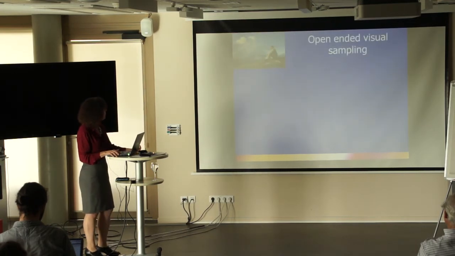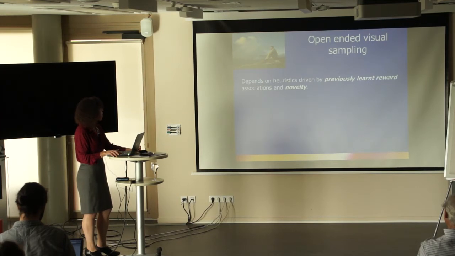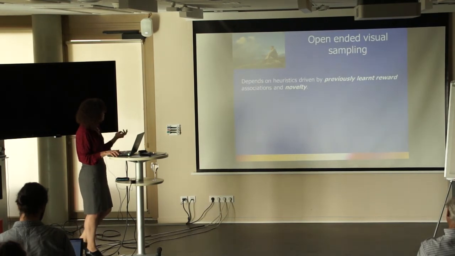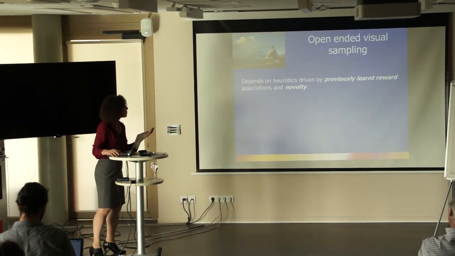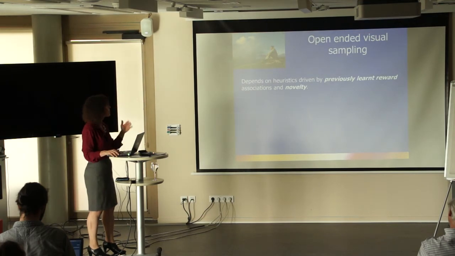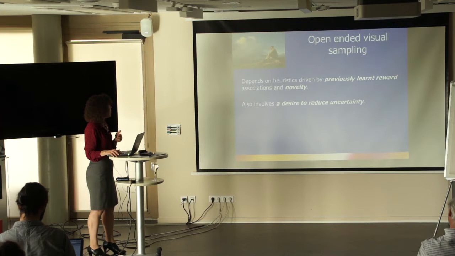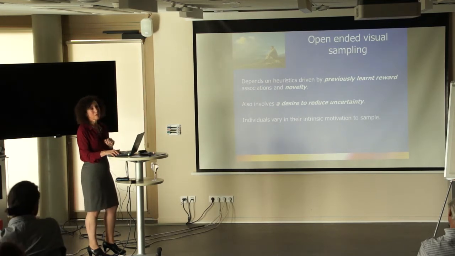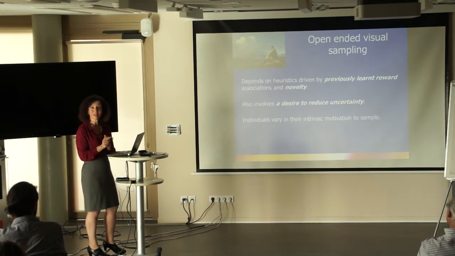Okay, so what have we learned about this open-ended visual sampling? It is guided by heuristics that can be determined by previously learned stimulus-reward associations and novelty. It also involves a desire to reduce uncertainty. These are separate things. And individuals vary in their intrinsic motivation to actually sample signals from the world. And that's it. Thank you.